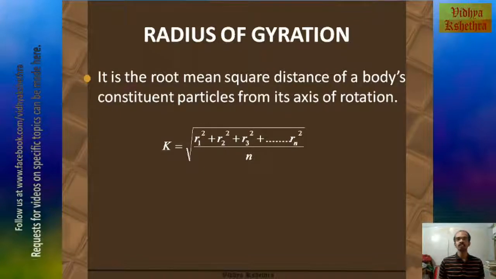Now, radius of gyration. It is the root mean square distance of a body's constituent particles from its axis of rotation. K is equal to root of r1 square plus r2 square plus r3 square plus etc. up to rn square, divided by n, where r1, r2, r3 etc. up to rn are the distances of each of the system of particles of the body from the axis of rotation, and n is the total number of constituent particles.